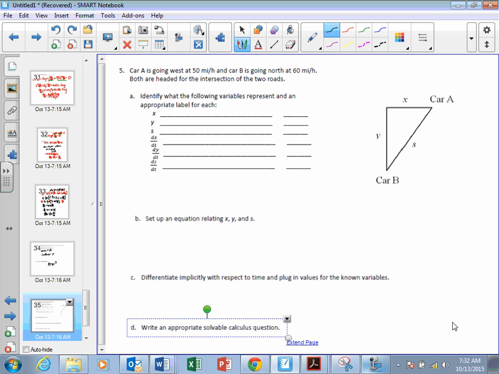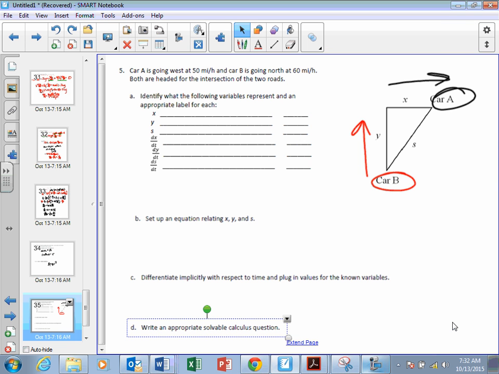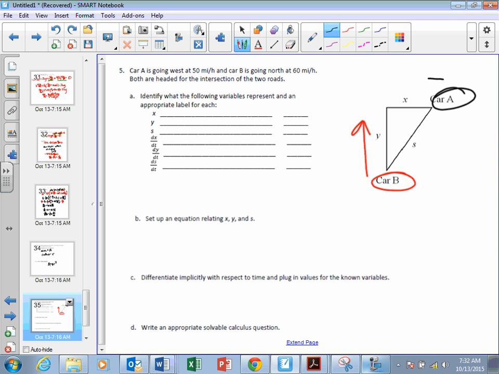Car A is going west at 50 miles per hour, so here's car A, and car B is going north at 60 miles an hour. So car A is going that way. Car B down here is going north, so car B is going that way at 60 miles an hour. Both are headed for, oh, I was wrong. Car A is going west. I don't know my north, west, east, south. So car A is going that way, car B is going that way.